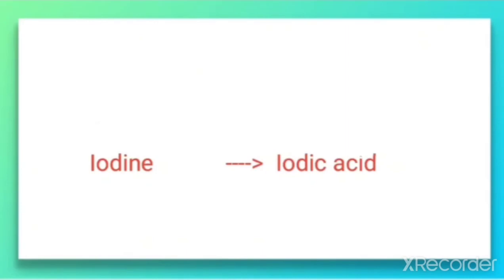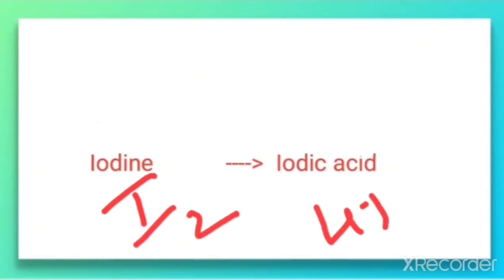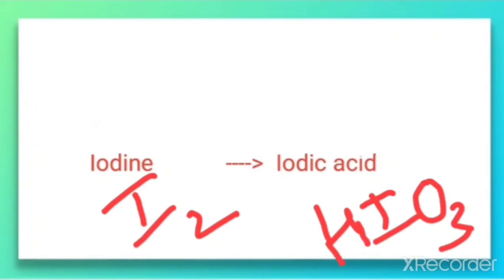Next, iodine to iodic acid. The formula for iodine is I2, and iodic acid is HIO3. What method have we used here? Use the same method: first write down the reduction reaction, which is common for all, then the oxidation reaction, where I2 is converted into this.